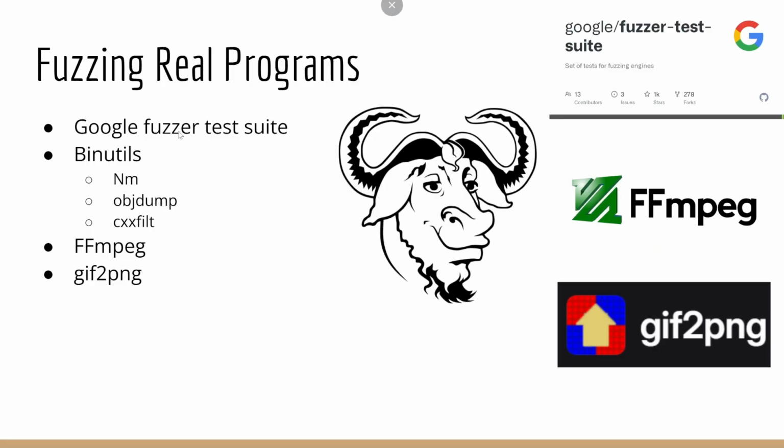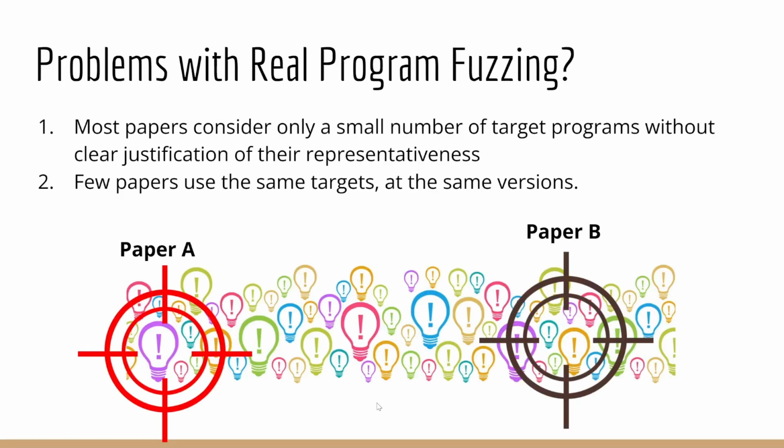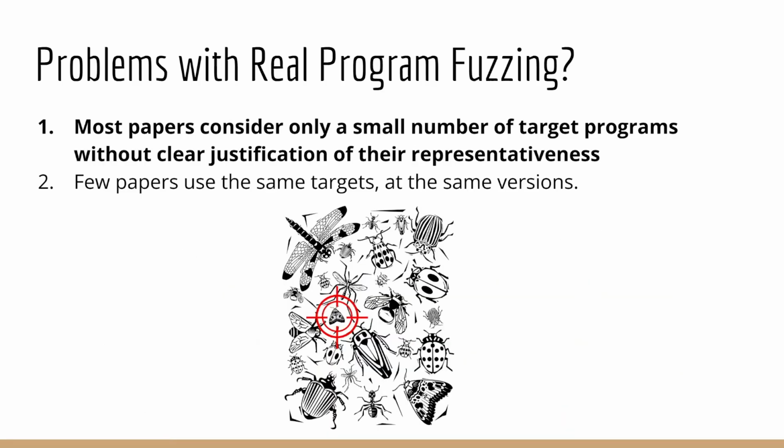Here are some examples of real programs. You can read more about them in the paper. But I would like to describe what the main paper's problems with real program fuzzing were. What were the pros and cons, you could say? The pro is that it's a real program, so it's a real scenario where fuzzing would be useful. However, let's focus on the first point here. Most papers only consider a small number of target programs without clear justification of how representative these programs are.